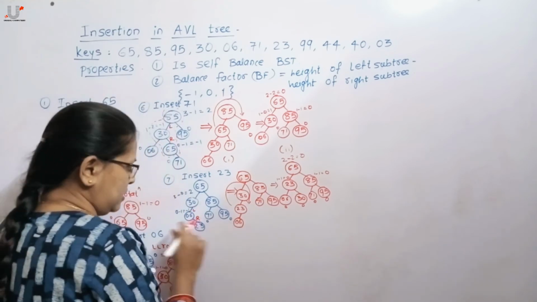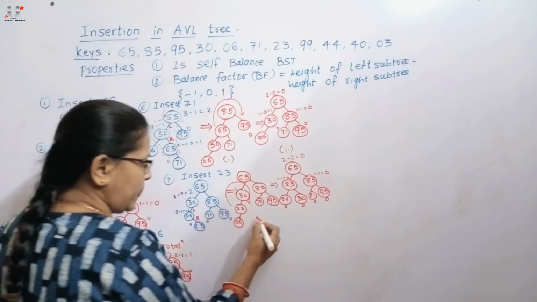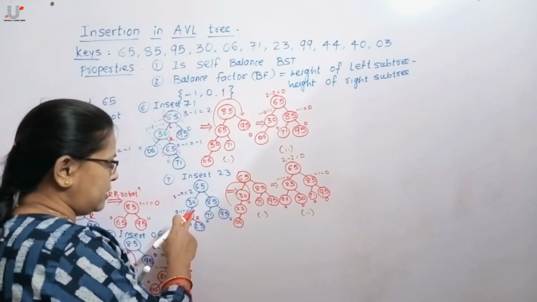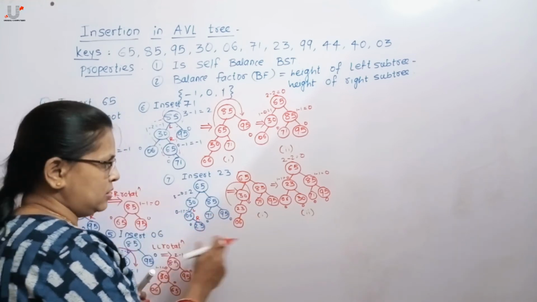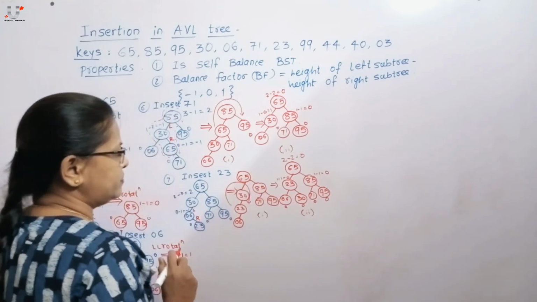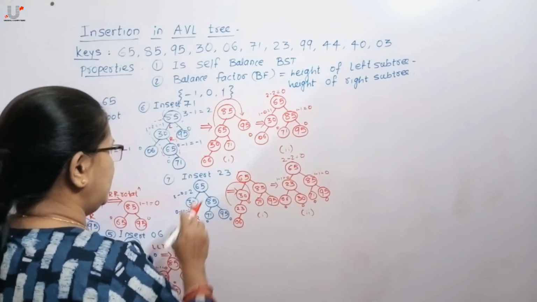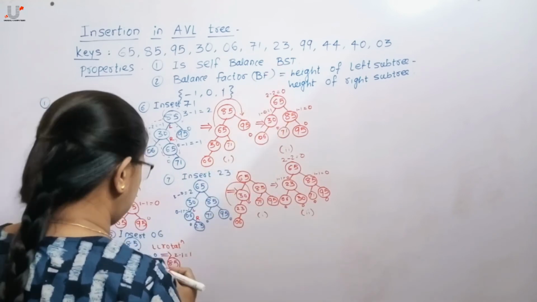So here, to balance this tree, as it's an external rotation, it takes 2 rotations, and after 2 rotations the tree is a balanced tree. Now the next element is 99.